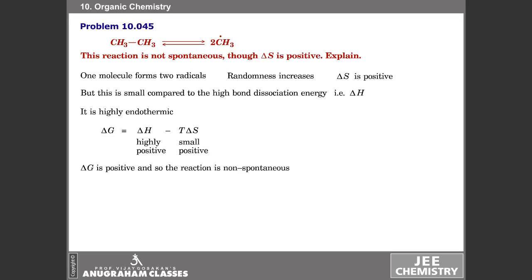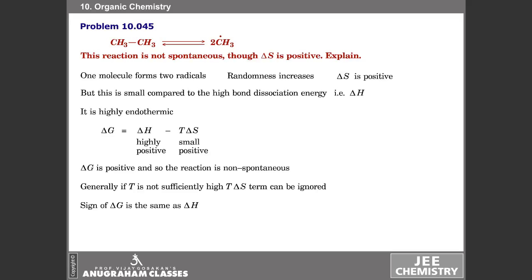Generally, delta S is small compared to delta H. If we compare the two magnitudes, delta H is always higher than delta S. At ordinary temperatures, the term T delta S is not sufficiently high compared to delta H. So, at ordinary temperatures, T delta S can be ignored and the sign of delta G would depend only on the sign of delta H.